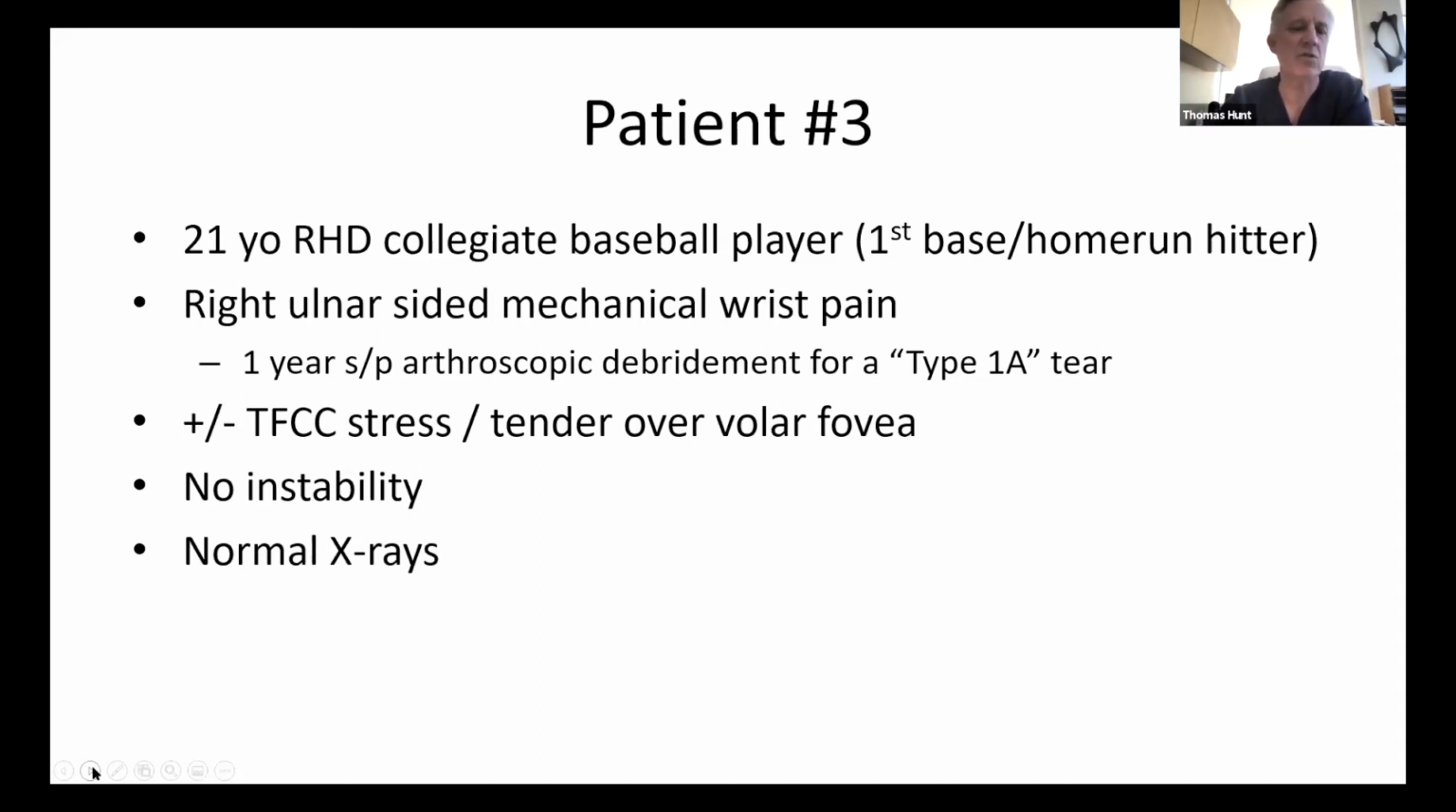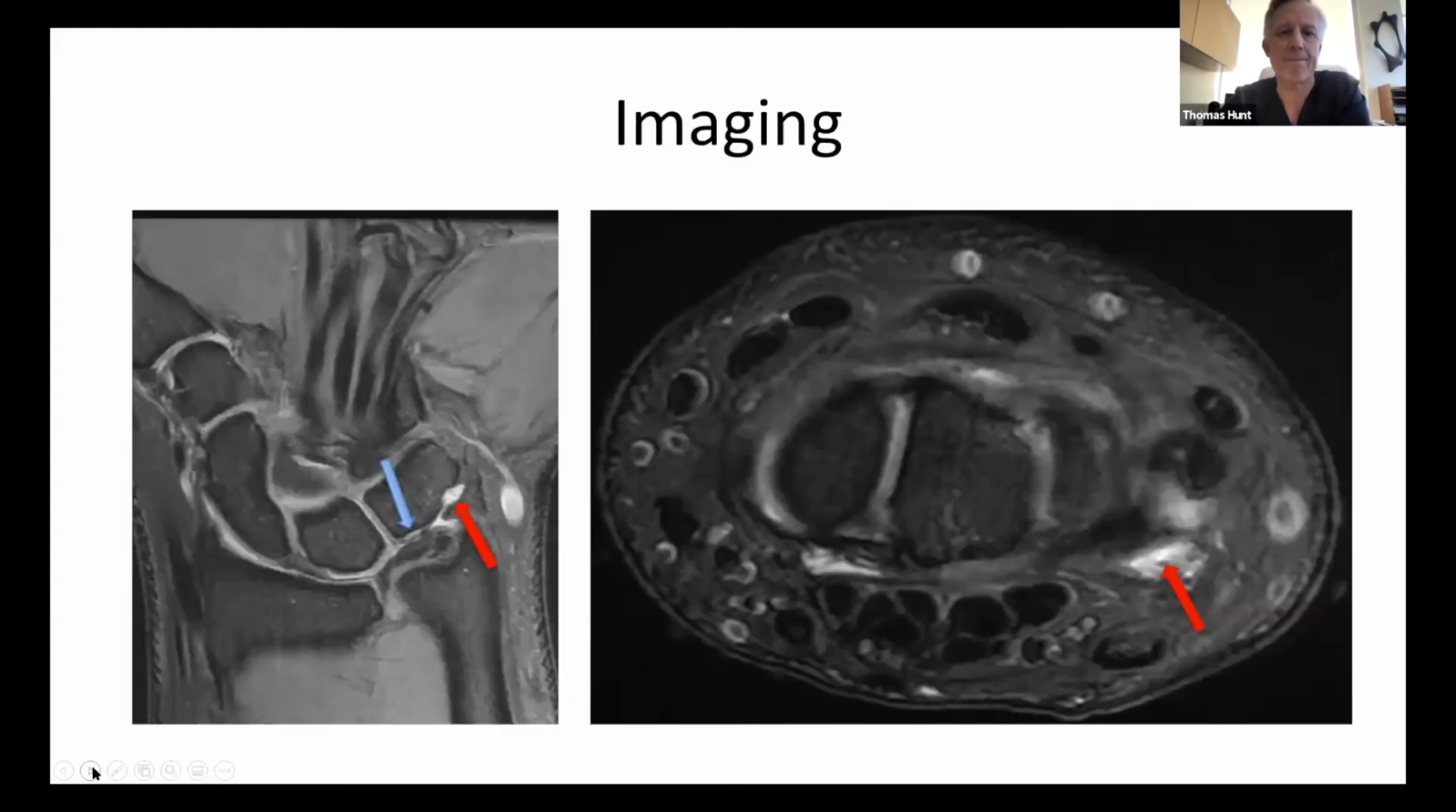His examination revealed some discomfort with TFCC stress, tenderness over the ulnar fovea, especially slightly volar to the fovea, a little bit closer to the flexor carpi ulnaris. Again, no instability and normal plain x-rays. Next, please. Here's his MRI scan.